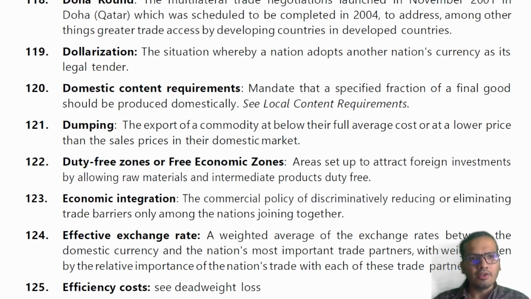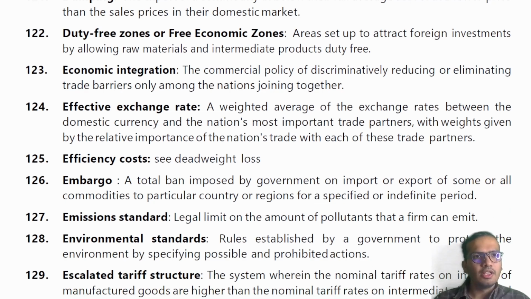Then comes dumping. So the export of a commodity at below its full average cost or at a lower price than the sales price in the domestic market. So it's like a dumping in another country. Then comes duty free zones or free economic zones, FEZ or DFZ. So areas set up to attract foreign investments by allowing raw material and intermediate products duty free. Then comes economic integration. So the commercial policy of discriminatively reducing or eliminating trade barriers only among the nations joining together.